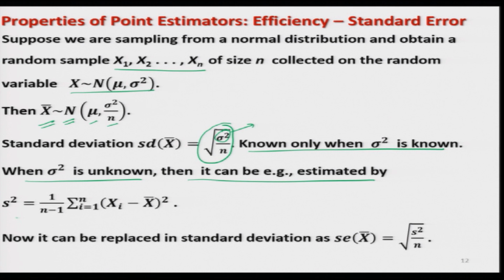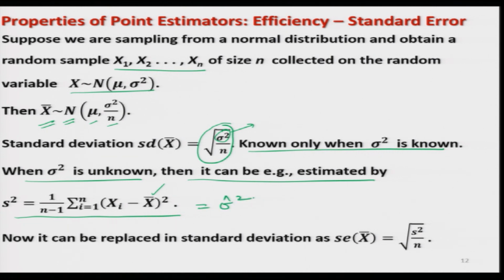for example, by this quantity s square equal to 1 upon n minus 1, summation i goes from 1 to n, (x i minus x bar) whole square. How this quantity comes about, we will see when we find the estimators of mean and variance in the case of normal population in the forthcoming lectures. But at this moment you can just take it as one possible choice for estimating the value of sigma square. So, this is actually like sigma square hat.